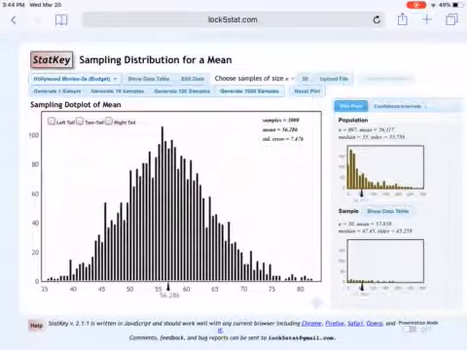So the trends that we're seeing are that the mean of the 3,000 X bars is always close to the actual population mean, the standard error is decreasing as n gets bigger, and the distribution is becoming more symmetric as we take a bigger sample size.